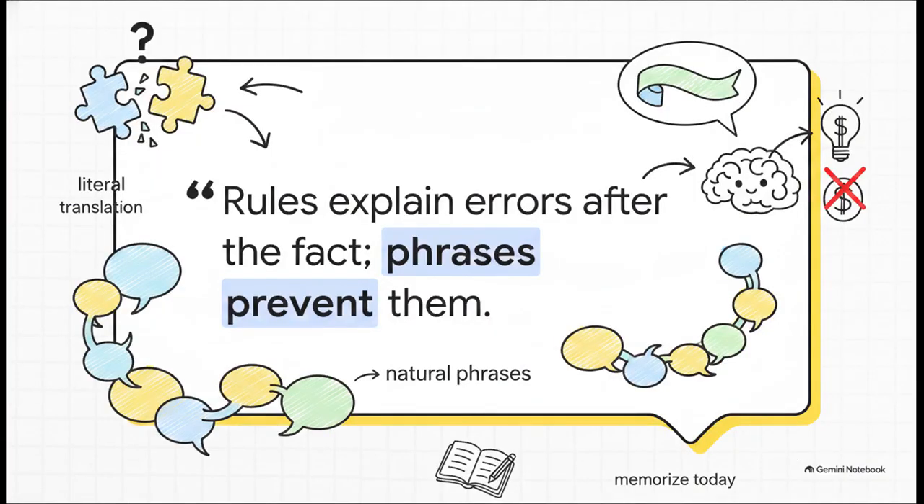I really want to leave you with this incredibly powerful thought directly from the source material. Rules explain errors after the fact, phrases prevent them. Seriously, stop trying to piece together individual words and start memorizing natural phrases as a whole. So here's my final question for you to chew on. What is the one unbreakable phrase you're going to memorize today to completely prevent your next translation mistake?